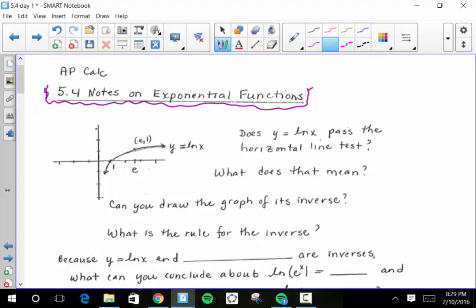We're going to talk about 5.4, which is all about exponential functions. And specifically, we're going to talk about a very special one today. But we're going to get to that in a little bit. Let's first start with kind of an introduction of what we're going to be doing here.